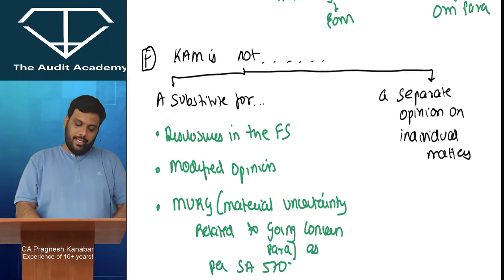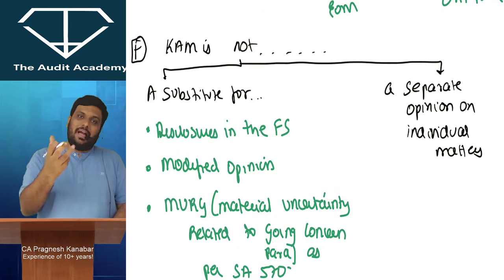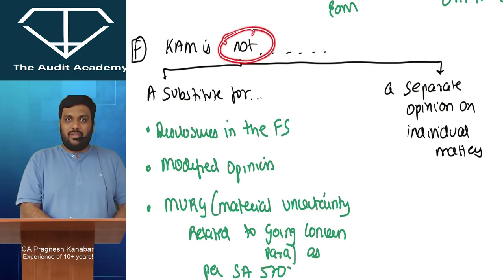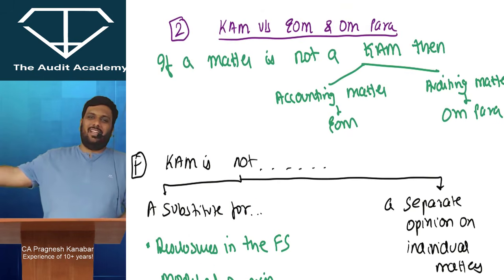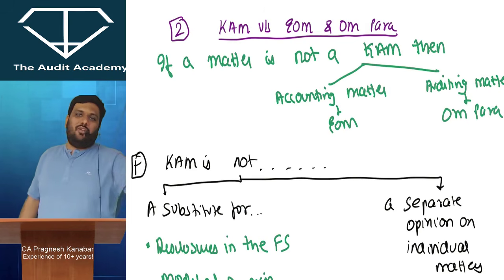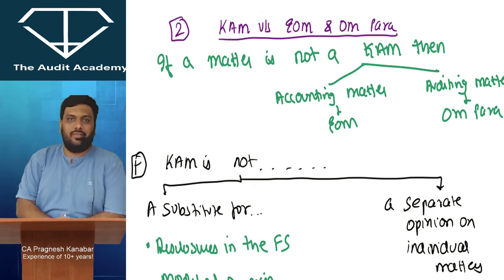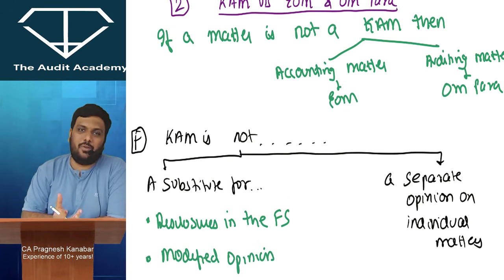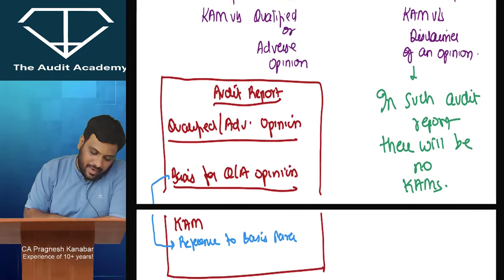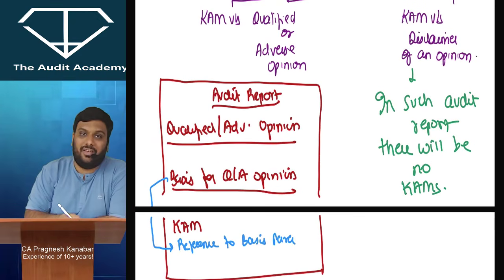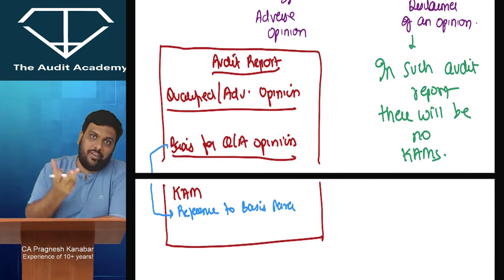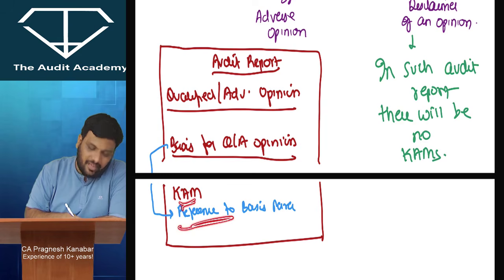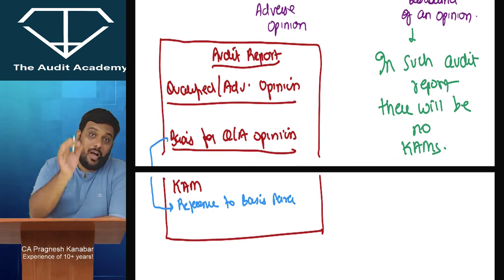Now listen, key audit matter itself is not a substitute for disclosures in the financial statements. If I'm explaining something about estimation of oil and gas reserves in key audit matter, that does not mean that management can start deleting their notes to accounts. So key audit matter is not a substitute for disclosures in the financial statements. Key audit matter is not a substitute for qualified or adverse opinion. It is not a substitute for modified opinion. If there is a modified opinion, you will write it in the modified opinion paragraph only. Just that over here we give a reference, that's it. And now listen to me very carefully.